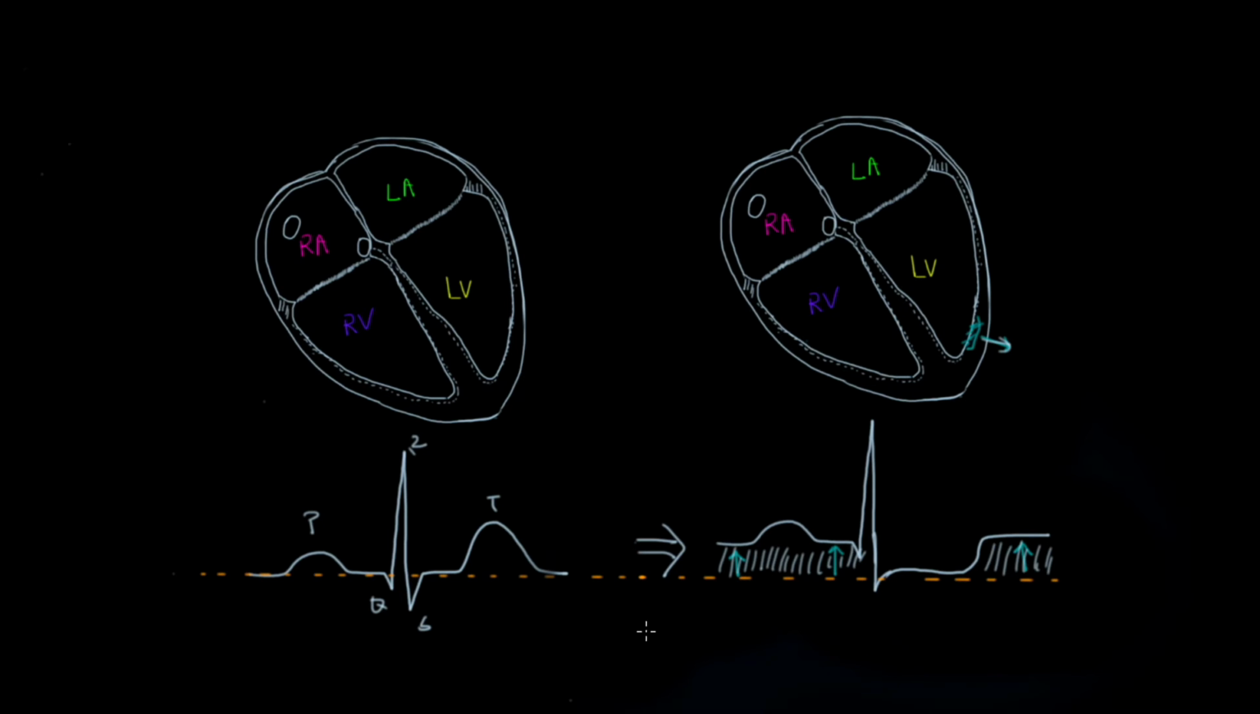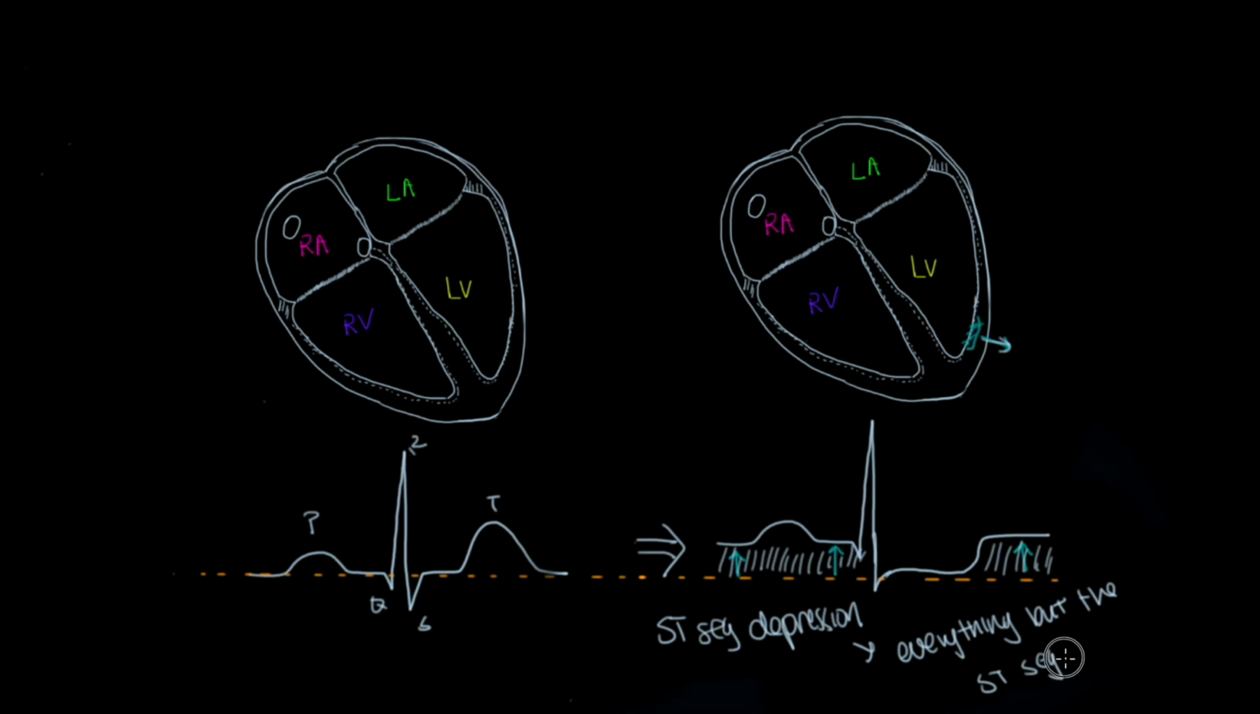But if you were able to somehow look at a healthy heart and that same healthy heart suddenly develop subendocardial ischemia and trace that change over time on the ECG, you would see that everything shifts upwards except for the ST segment here, where everything is depolarized and hits zero, just like what it does in a normal heart. We call this an ST segment depression, but in reality, it is an everything but the ST segment elevation.